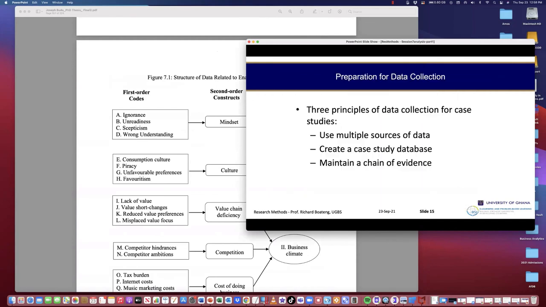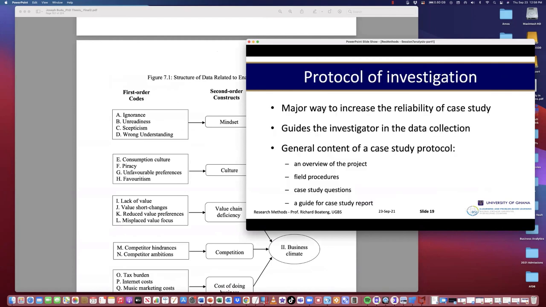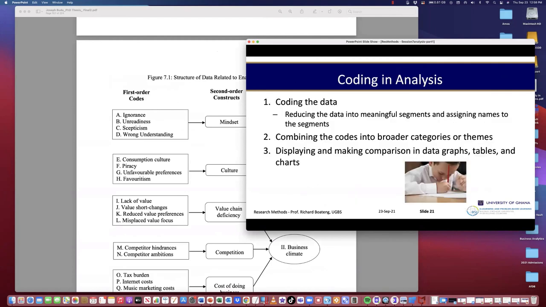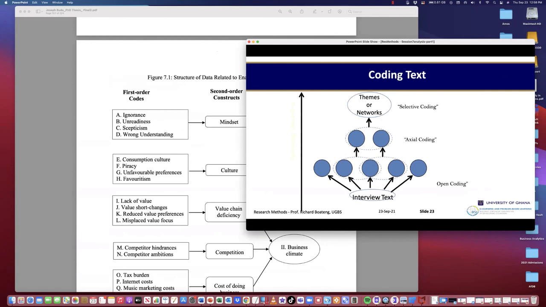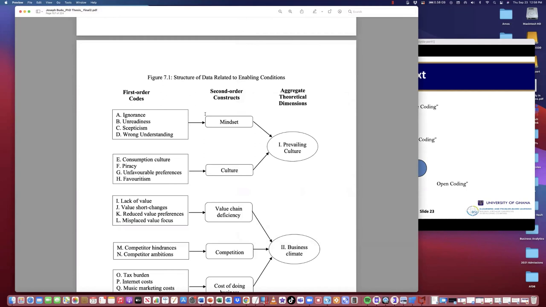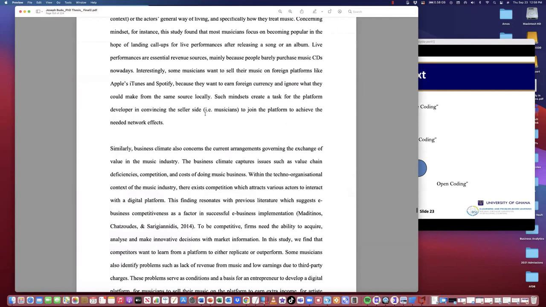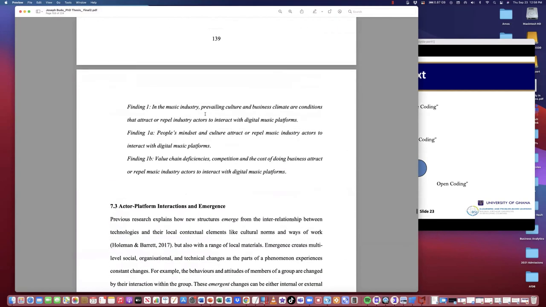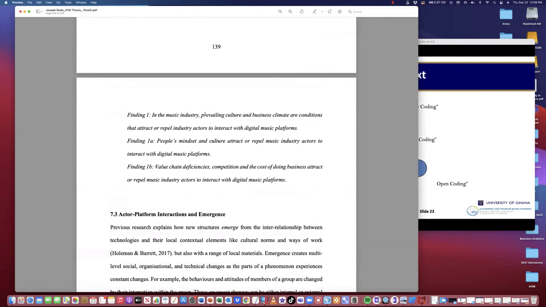After displaying the quotes for you to see, he went on to do the coding. He did the open coding to generate the first order codes, and then went on to the second order codes, where he did the axial coding, then went to the selective codes, and did the last one. Okay. Now I've answered this question. Who has another question? Aha, so these are the conclusions. Look at it. Finding one, in the music industry. You see where this has come from? Because he wanted to say in the music industry, he had to show two people.